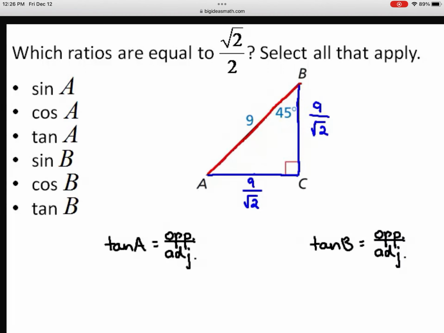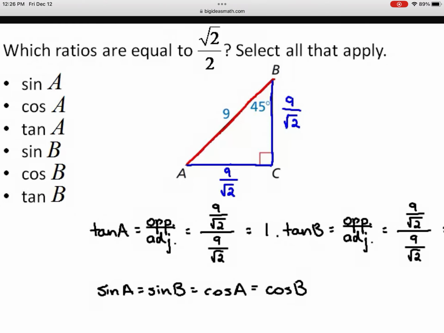Note that both the tangent of angle A and the tangent of angle B are equal to the length of their opposite side divided by the length of their adjacent side. And so both the tangent of angle A and the tangent of angle B equal 1.